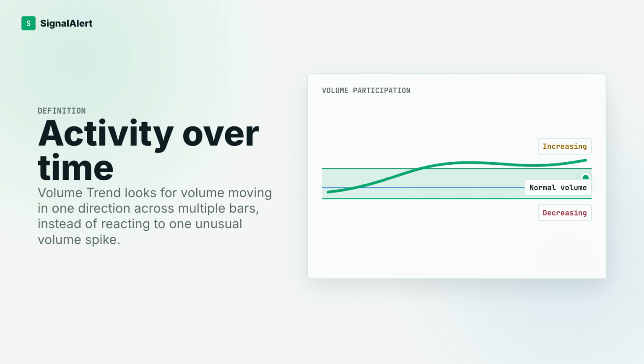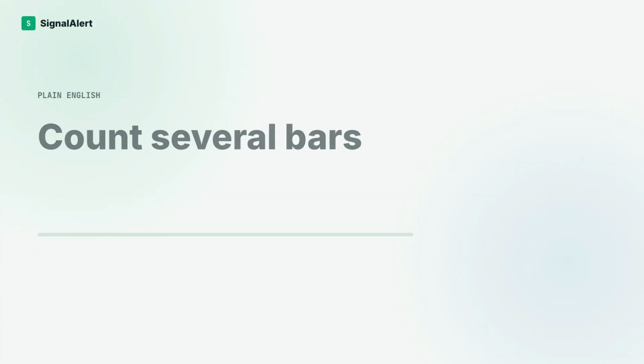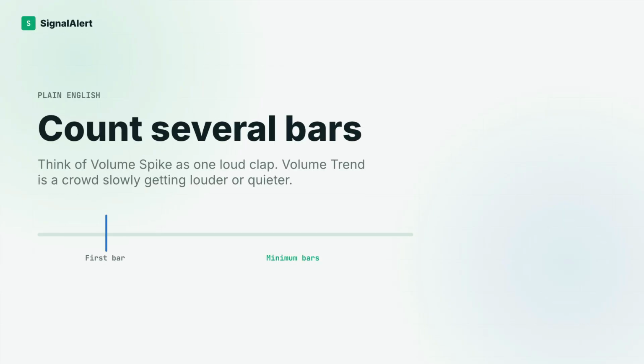Think of it this way: one loud clap can get your attention, but a crowd getting louder over time tells you interest is growing. That is the idea behind volume trend. In signal alert, this rule has two main settings. First is direction. Increasing means volume has been rising. Decreasing means volume has been falling.